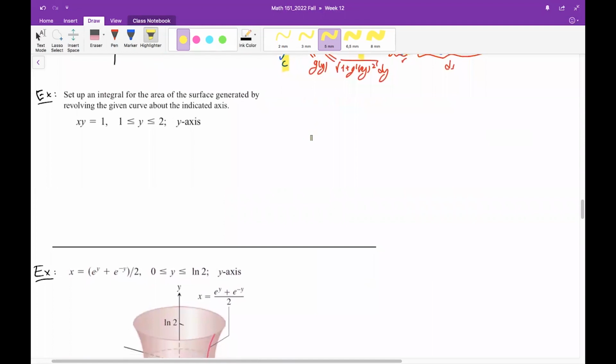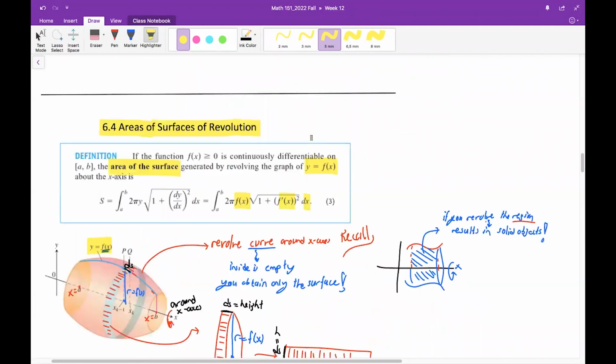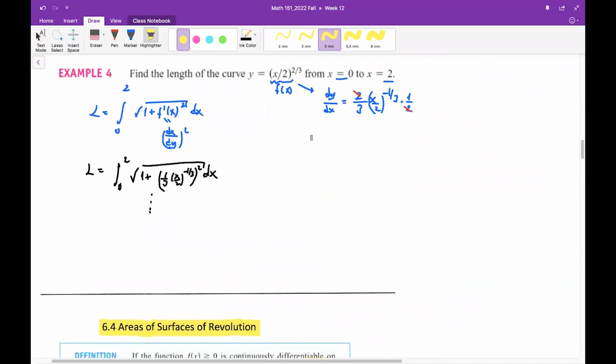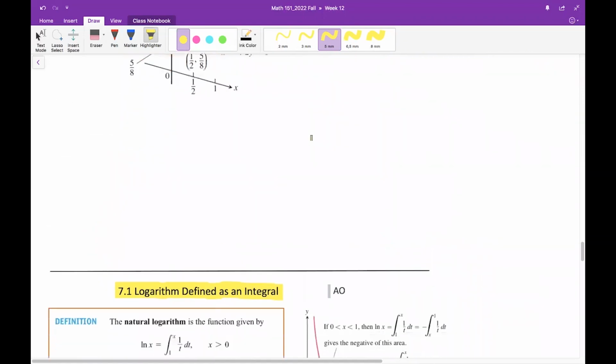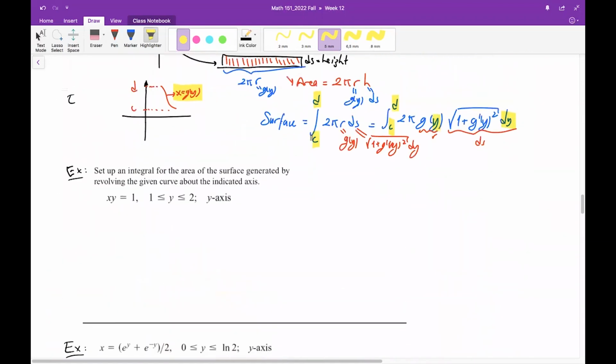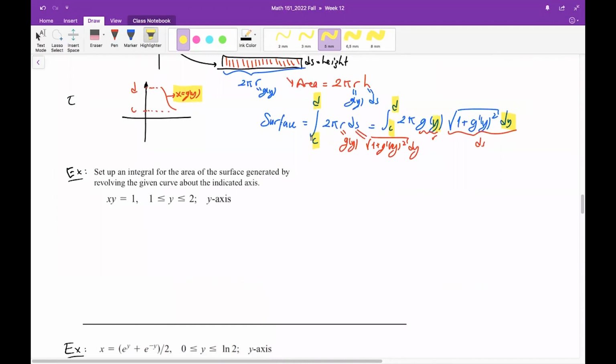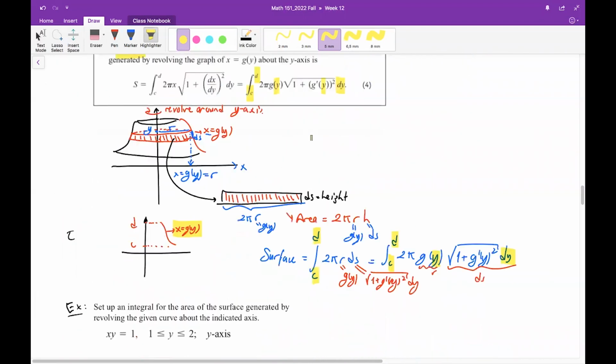So the first example, find the area of the surface. Sorry. Let me see which one to solve first. Okay, I think I will write my own example here.